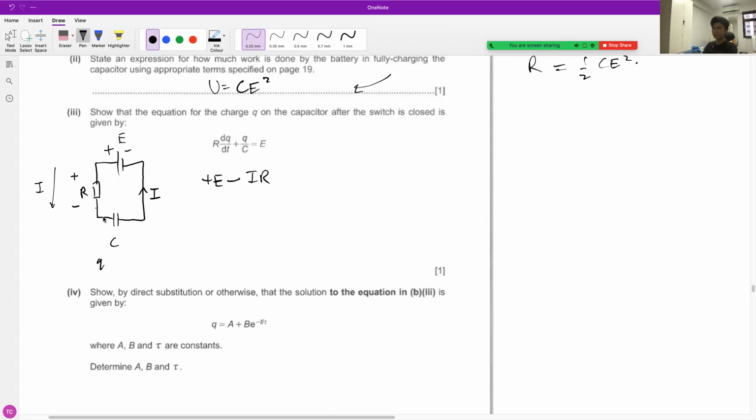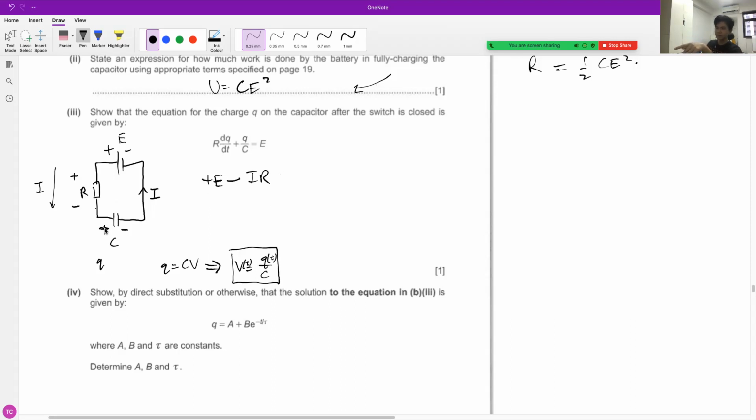Then we go to the capacitor, which has a voltage across it. We know that Q equals CV, where V is the potential across it, so V equals Q over C. This is the potential across the capacitor at any particular charge Q, which is a function of time. So V is also a function of time. C is a constant.